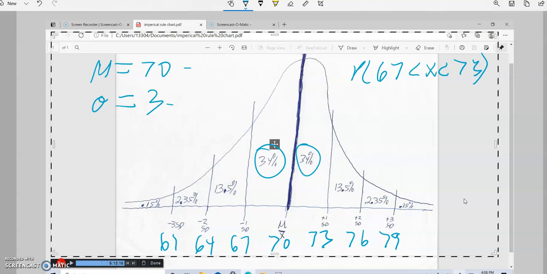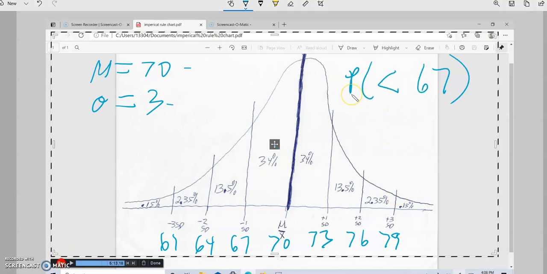So you're just going to add those up. Add up all the percentages between the two numbers the problem asks you about. In this case, 34 plus 34 would be 68%, okay? And you do that for any question asked.